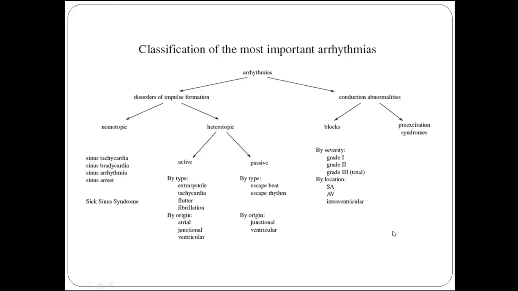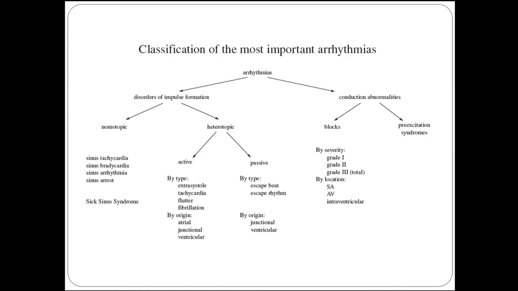There are two big groups of conduction abnormalities. We can have a slow conduction, or a block of the conduction, or we can have a faster conduction, and this is what is called pre-excitation syndromes. But let's first stick to the conduction abnormalities where we have a slow conduction.